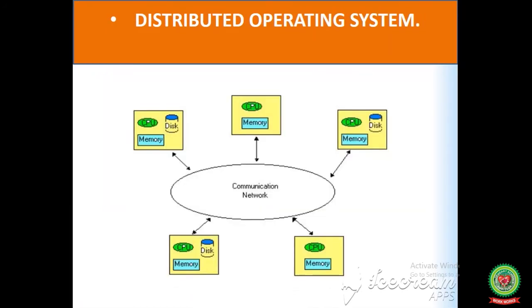Next operating system is distributed operating system. Distributed operating system runs on a set of computers that are located in different geographical areas. Like these are all the computers, and they are interconnected by a network, and this is a network. It controls these interconnected systems and makes them appear as a single computer. It allows all the linked machines to access data and software.